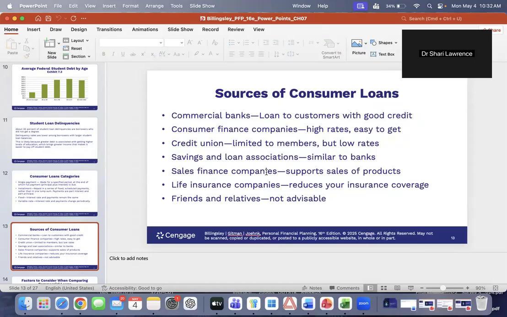What are your sources of consumer loans? Well, if you belong to a credit union, that is the best source for consumer loans because the interest rates tend to be lower. After that, you could go to a savings and loan or a commercial bank. Avoid these finance companies. They're very predatory, in my opinion. They have very high interest rates. So avoid these finance companies at all costs. I'm talking about payday loans and things like that.